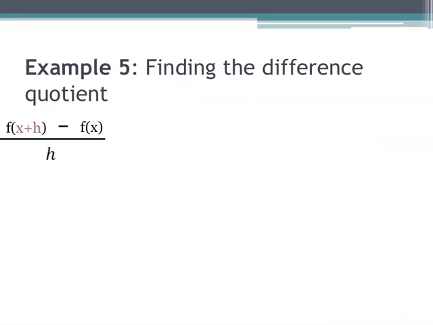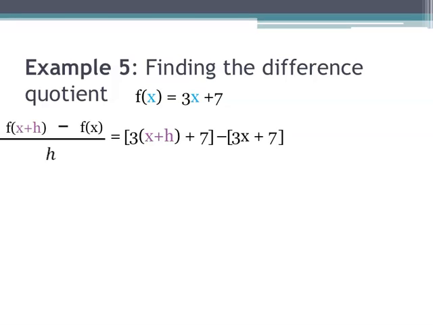Let's do another example. Say this time we have f of x equals 3x plus 7. We're going to replace that x in the 3x plus 7 with x plus h. So this is going to be 3 parentheses x plus h plus 7, and then minus 3x plus 7 in brackets or parentheses. Put that all over h. And let's distribute. So this is equal to 3x plus 3h plus 7 minus 3x minus 7 all over h.